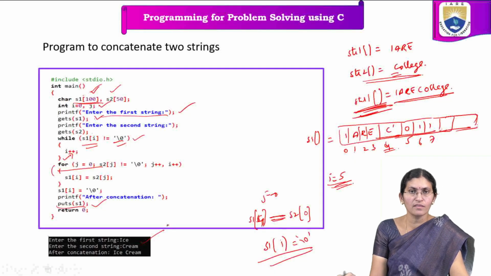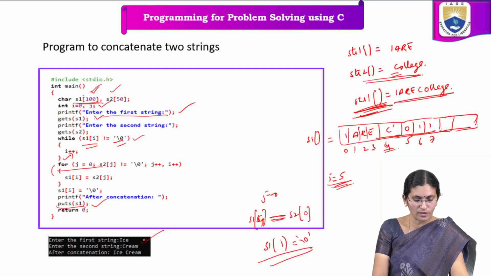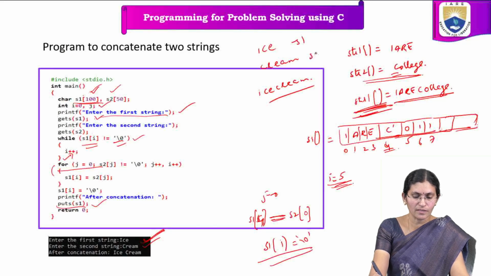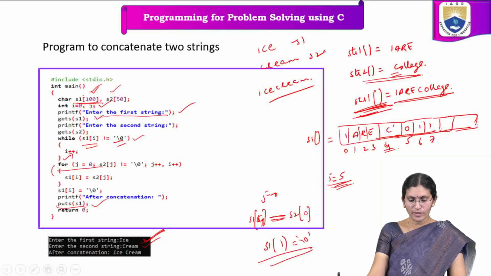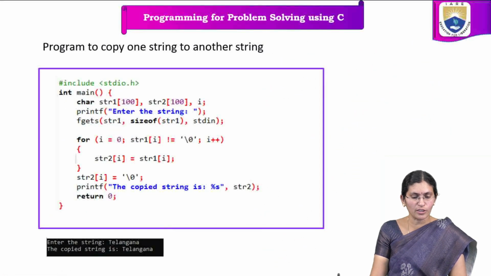If you run this program and enter two strings, the first string is ice and the second string is cream. So the output of this will be ice cream. This is S1 and this is S2. In this way you can write the program to concatenate two strings.